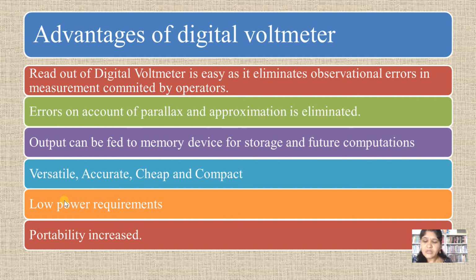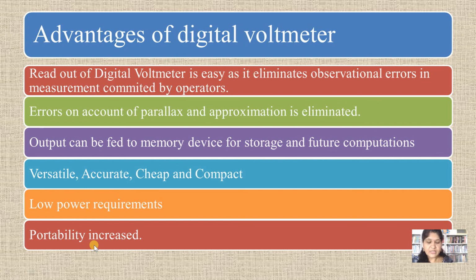Also, digital voltmeters are versatile, accurate, cheap and compact devices. They give us accurate readings. They can be used in any type of environment. No errors will occur. The size is very small, they are very compact, and portability increases. You can use them anywhere, in the laboratories or outside the laboratories. The power requirement is also very low. So all these are the advantages of digital voltmeters.